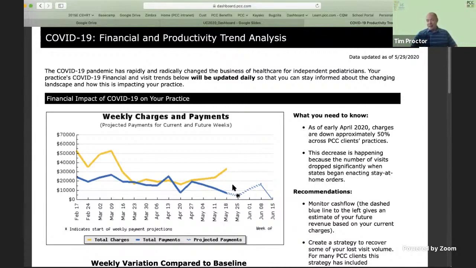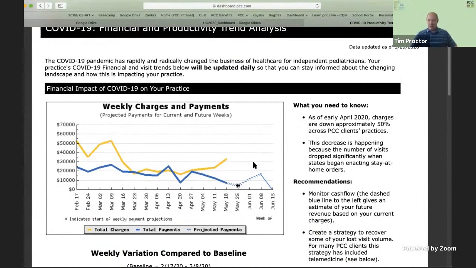We collect this data on a daily basis, actually. So this is the first time in the dashboard that we've started collecting data daily. We're loading this into the database daily. The numbers are reported on a weekly basis, as you can see, and we do that throughout here, but this is refreshed each day. This first indication gives you an idea of your weekly charges and payments since the middle of February going forward. So you can get an idea.